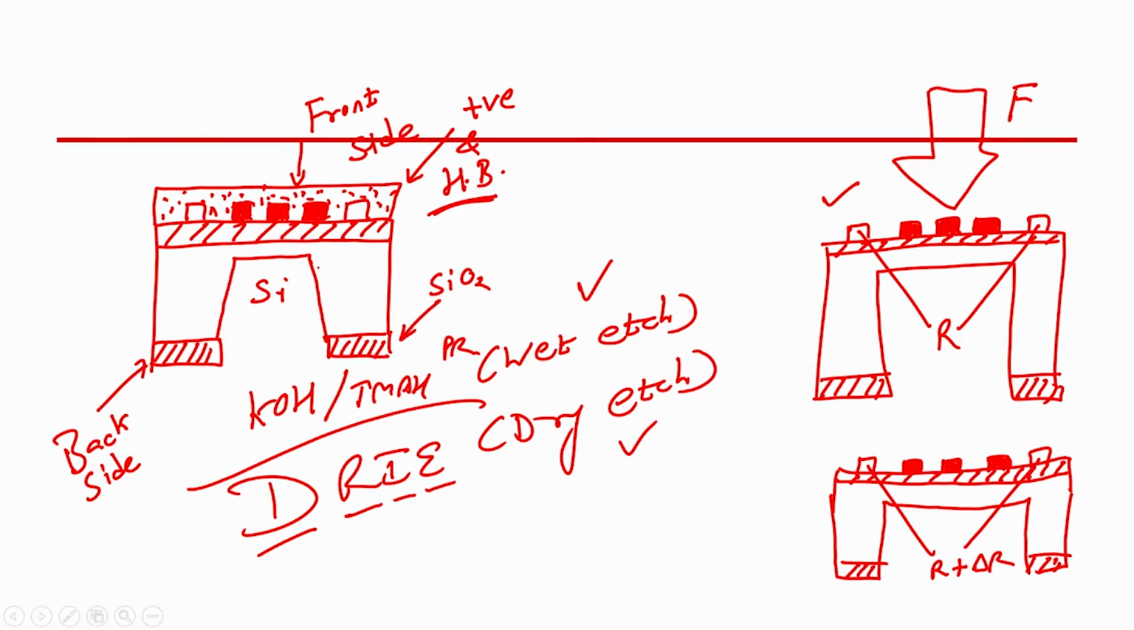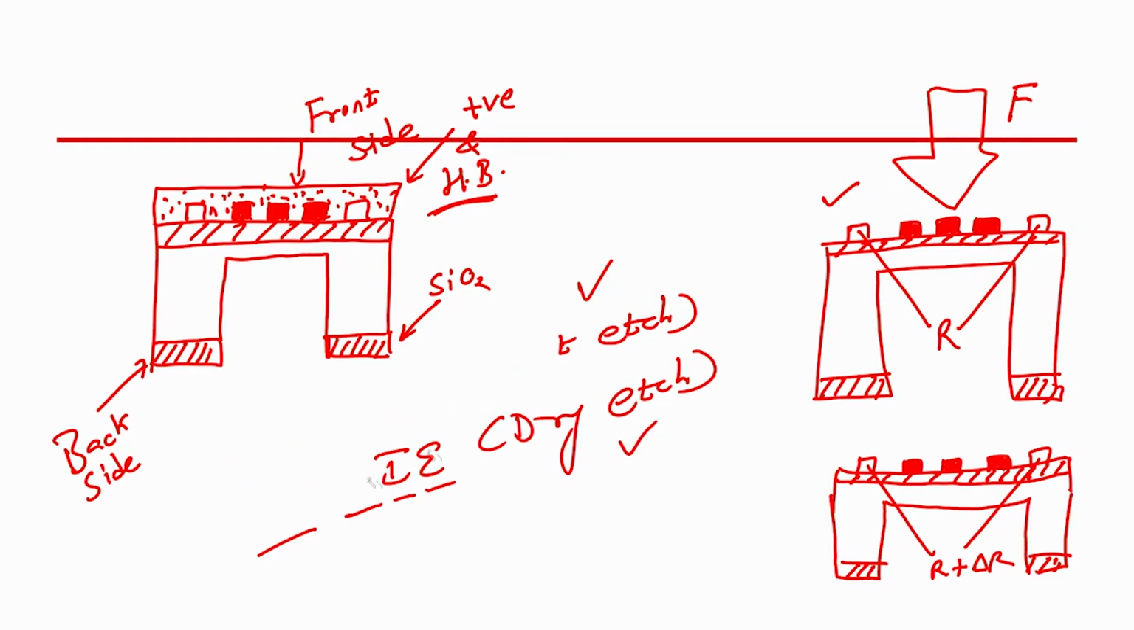Okay. So, this angle that we create is 54.7 degree. However, in dry etching we do not have to have the angle. Cool. So, let us assume that we are using a DRIE and thus we can see a diaphragm like this. What is the next step after this?